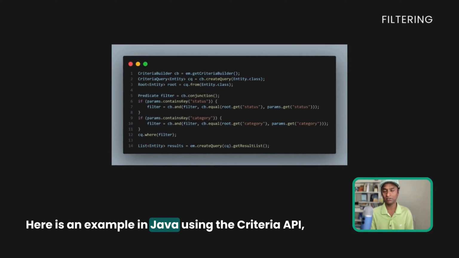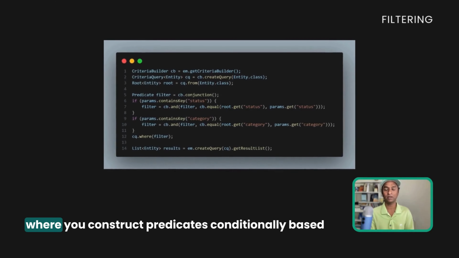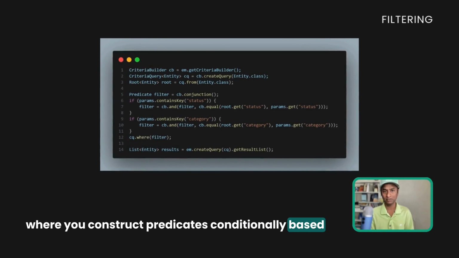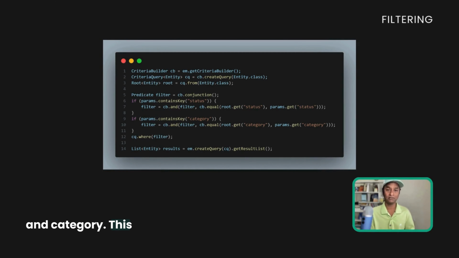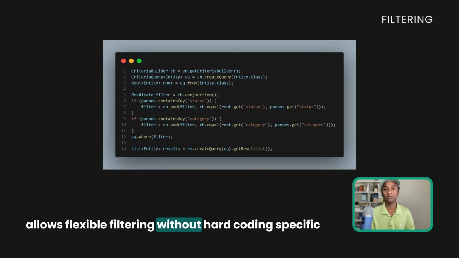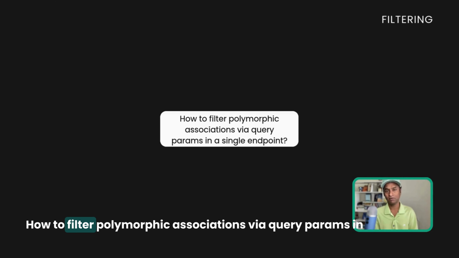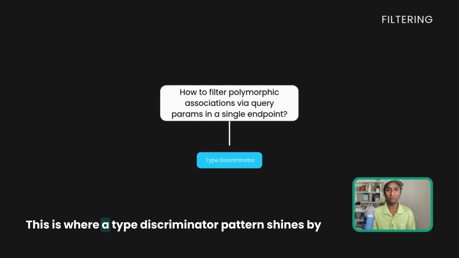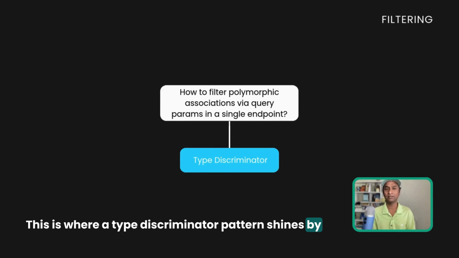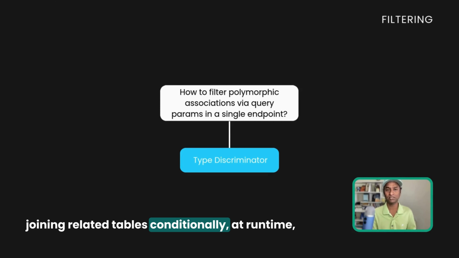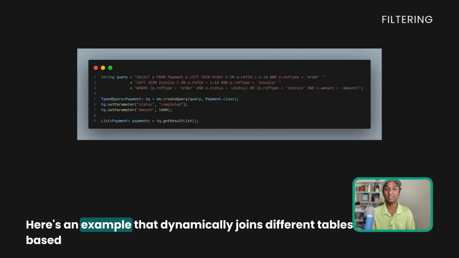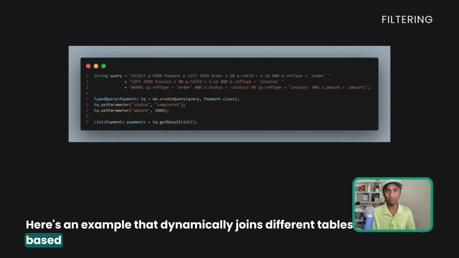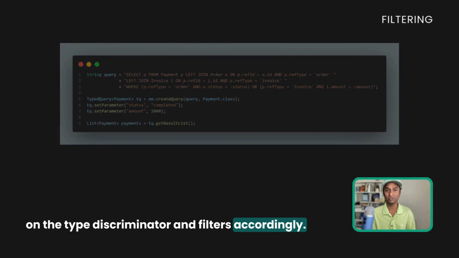Here is an example in Java using the Criteria API, where you construct predicates conditionally based on the presence of query parameters like status and category. This allows flexible filtering without hard-coding specific logic. How to filter polymorphic associations via query params in a single endpoint? This is where a type discriminator pattern shines, by joining related tables conditionally at runtime based on the type specified in the query parameter. Here's an example that dynamically joins different tables based on the type discriminator and filters accordingly.